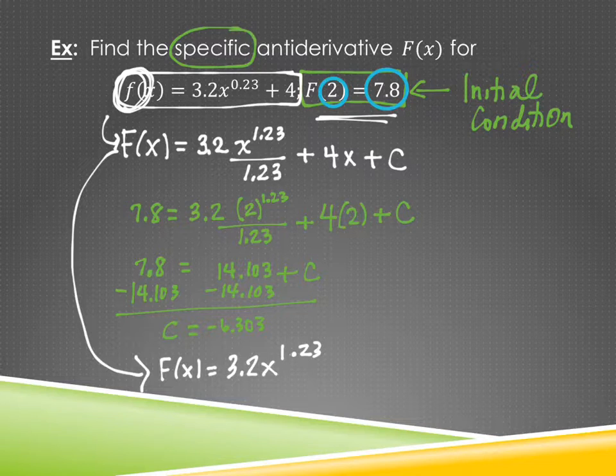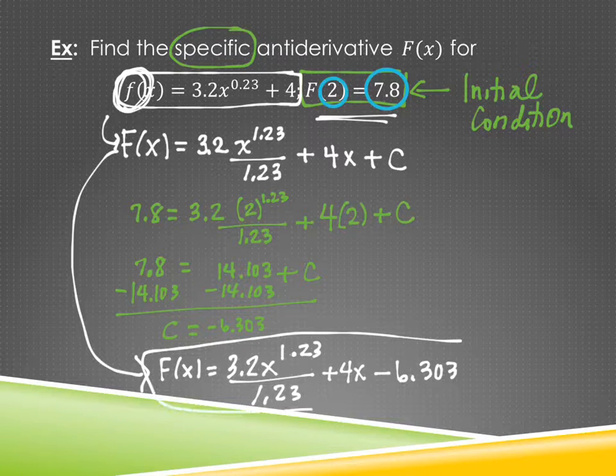There we go. Divided by 1.23 plus 4x minus 6.303. That's the specific antiderivative.